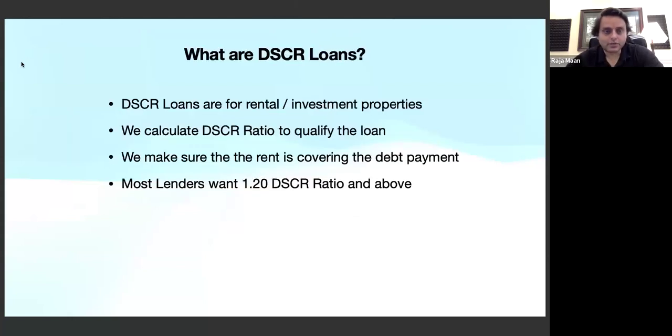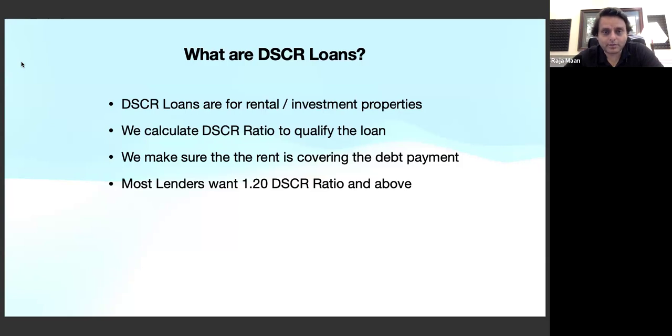What are DSCR loans? Most people attending know the basics, but the basic information about DSCR loans is debt service coverage ratio. In a nutshell, for investment and rental properties, the rental income should cover the debt by a little more. Some lenders have requirements: some want 1.2 DSCR, some 1.3, some 1.1.